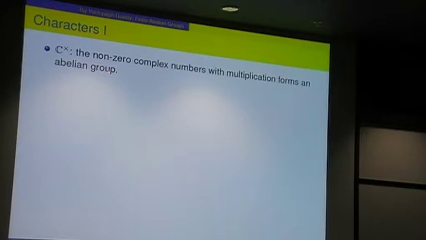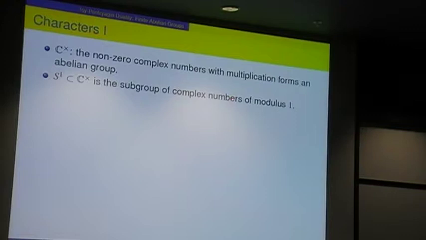So this group is the non-zero complex numbers with multiplication. And that forms an abelian group. So of course we remove zero, because that doesn't have an inverse, but everything else does. So you get a nice abelian group. You can often show that the maps into this have to be into the unit circle anyway. So quite often we'll actually just use the unit circle. So the unit circle is a subgroup of the complex numbers where you stick them as to have modulus 1.